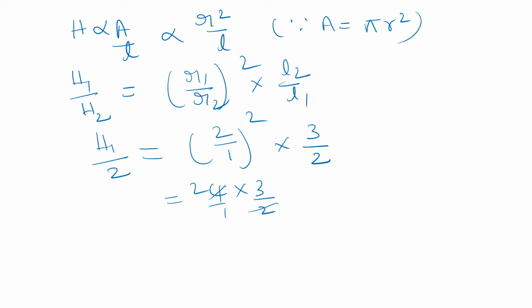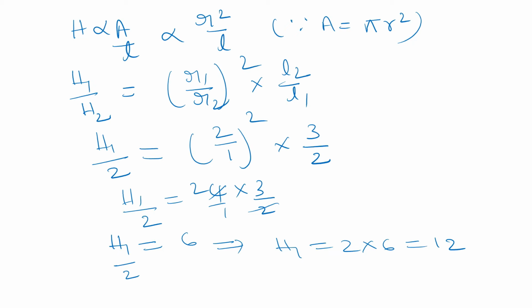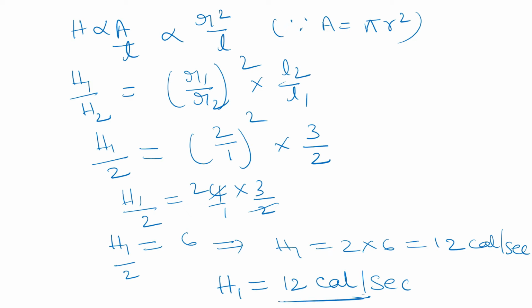So we are getting H1 by 2. Taking cross multiplication, 2 3s are 6, 6 into 2. So now H1 is equal to 2 into 6, that is equal to 12 calorie per second. So the rate of flow of heat in the shorter rod H1 is 12 calorie per second. Okay, next we will go to the next question.